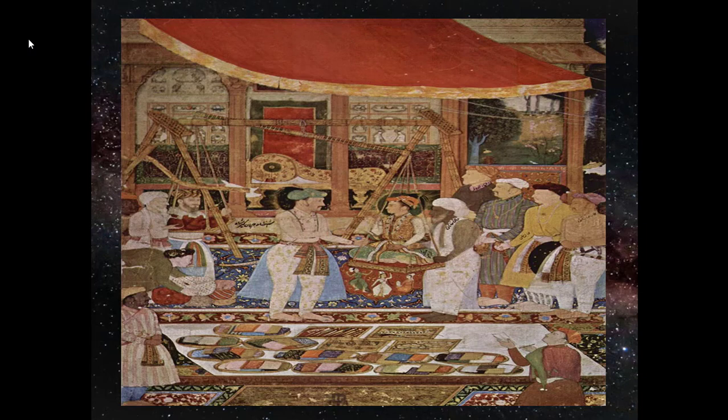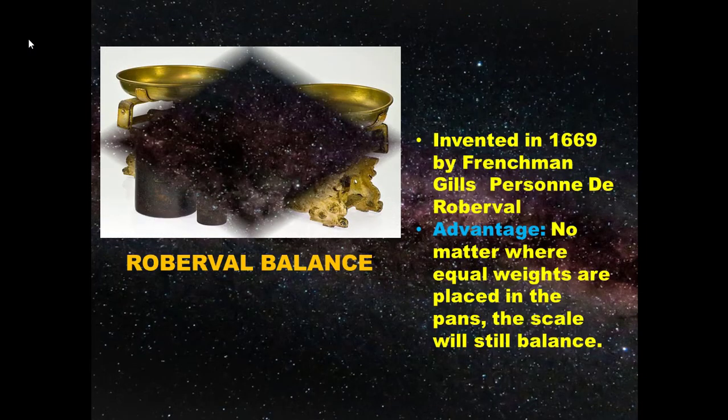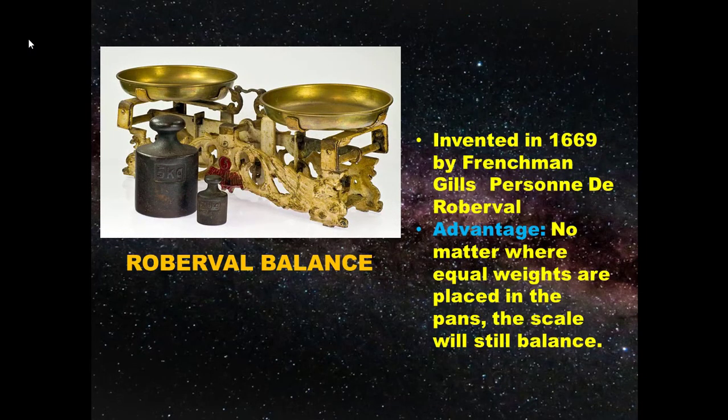Next is Roberval balance. It was invented in 1669 by Frenchman Gilles Personne de Roberval. The advantage of this was that no matter where equal weights are placed in the pans, the scale will still balance.